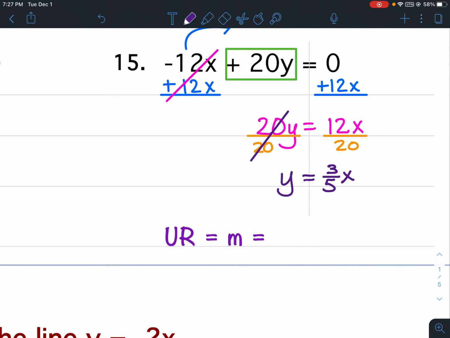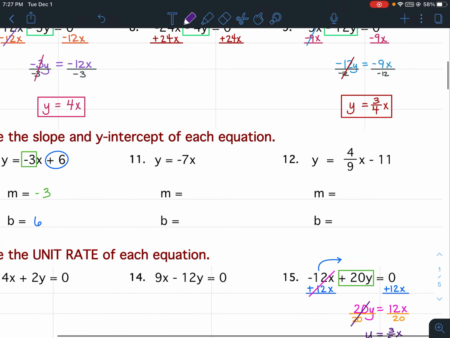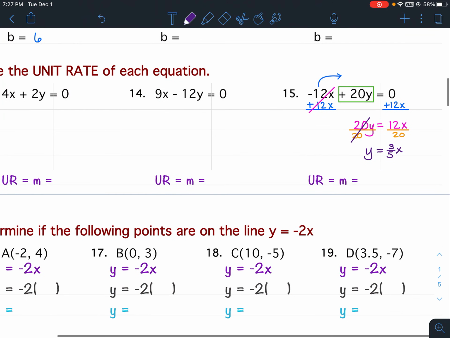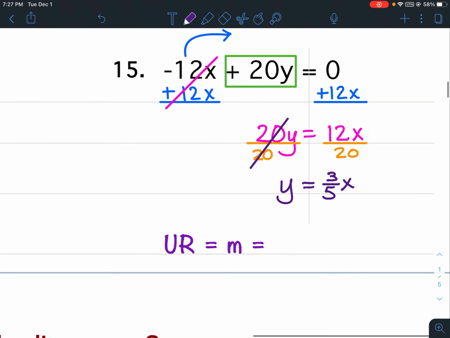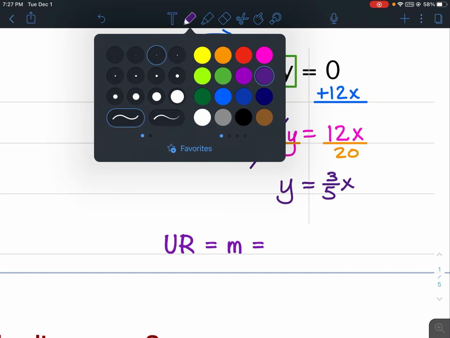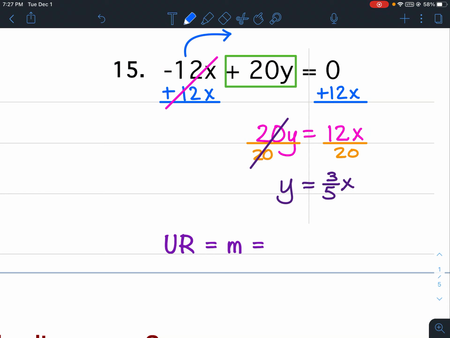Now, that's exactly like what we did in 7 through 9. I solved for the y, so y equals 3/5 x. But now we need to go one step farther because the final answer is the slope, because the unit rate is the same as the slope. And the slope is what is in front of x. So I'm looking at this number right there. So my final answer, unit rate equals the slope, which equals 3/5. And that's my final answer.